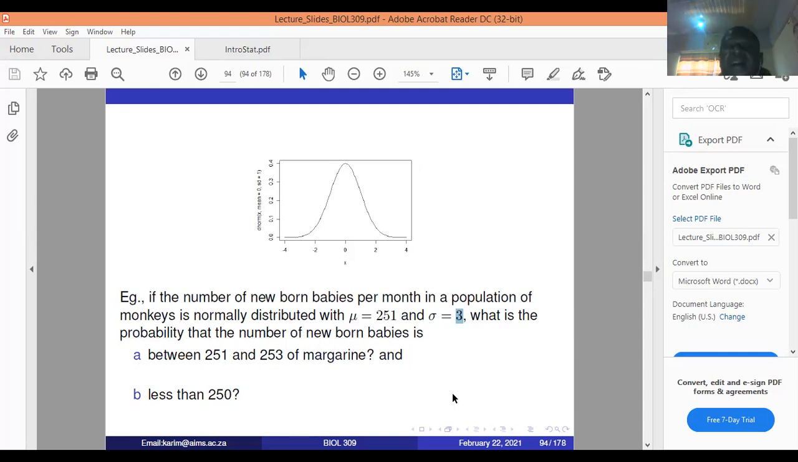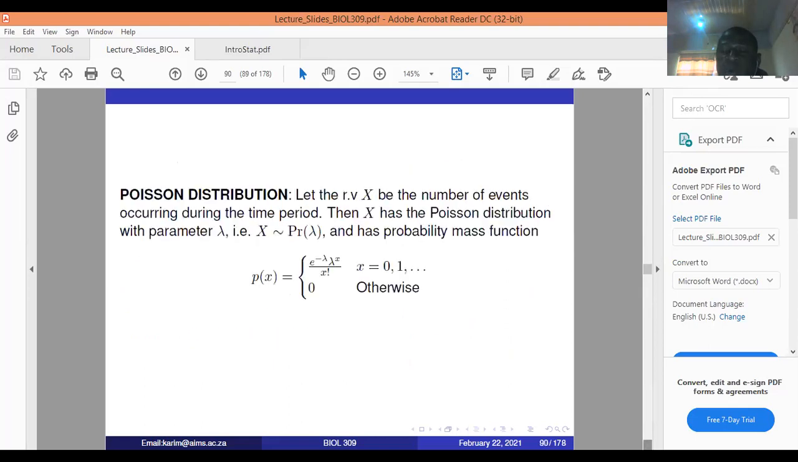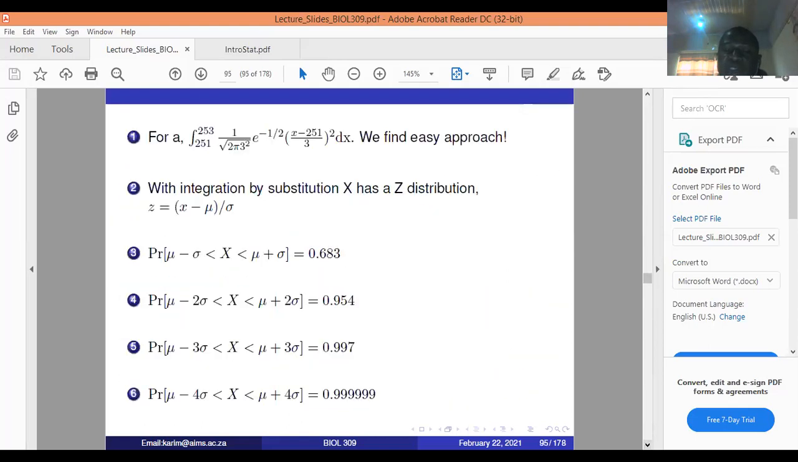So you go and read that from the Z table, and that will give you the probability. I'll get you the tables when we meet next week, or when I'm in the office tomorrow. I'll have a copy so that you can come and pick them up. Also, we have books in the lab which have the tables where you can read them from. So you read minus 0.33 from the table, and that will give you the probability that the number of newborn babies is less than 250.